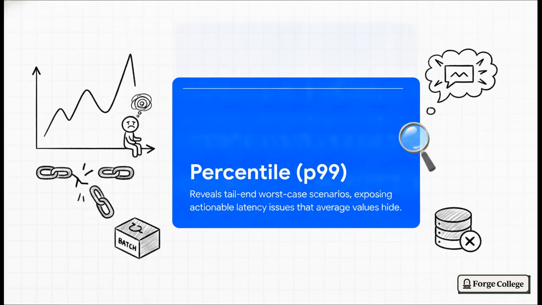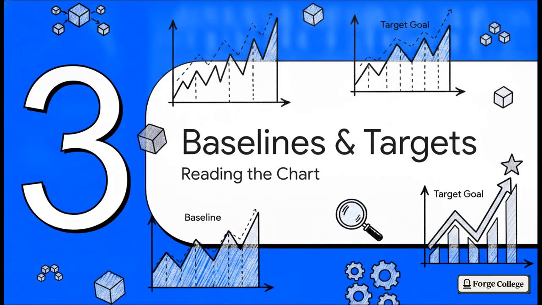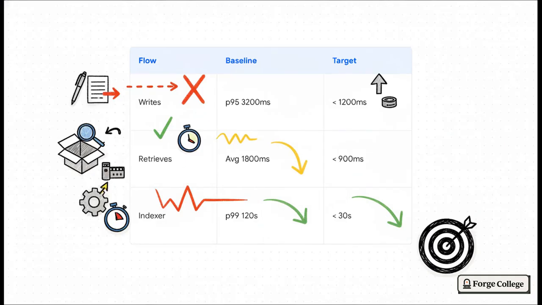All right, Section 3, Baselines and Targets, Reading the Patient's Chart. By meticulously charting out our data flows, we can set very specific, actionable thresholds. Take a look at reference writes. A P95 baseline of 3,200 milliseconds? That is way too slow. Our healthy target should be bringing that under 1,200.